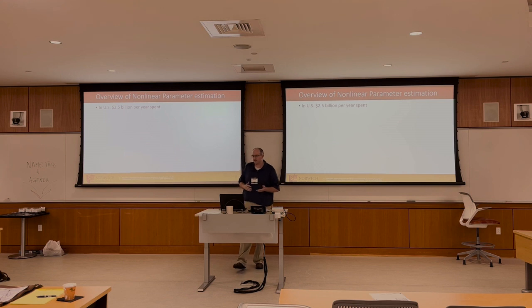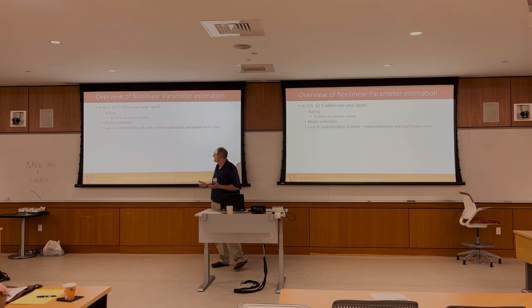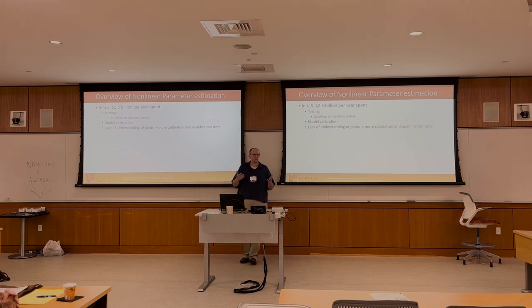For nonlinear parameter estimation, in the United States there's $2.5 billion spent every year on it, with $2 billion just in testing, because a lot of times we don't understand what's going into it. One of the things in a lot of these systems are what are called joints, so bolted joints and all that. We don't have good models for those, so a lot of my research focuses on bolted joints.